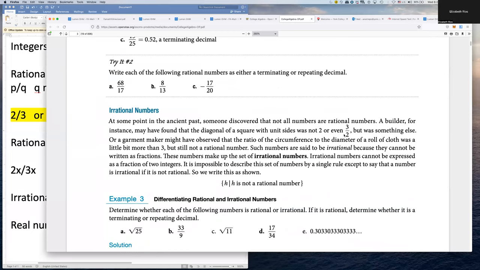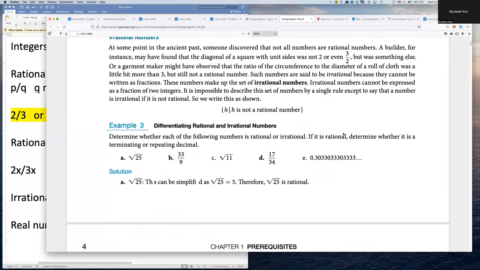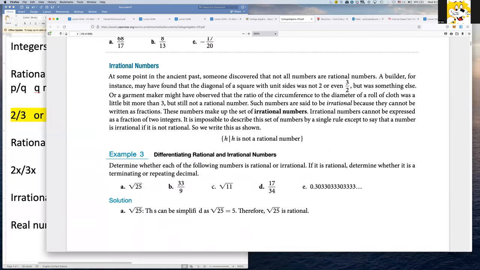Let's see if the book has it. Let's see if I found the book. So now I'm on the page. Yeah, so the book has some examples right here. Radical, differentiating rational from irrational numbers.